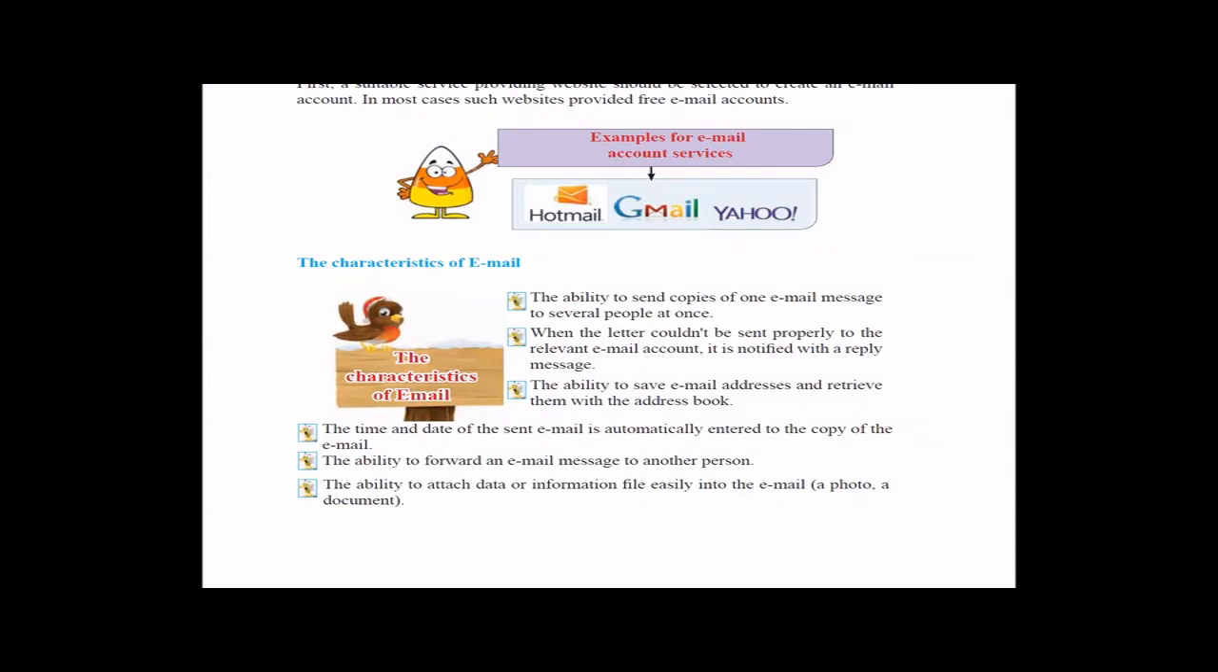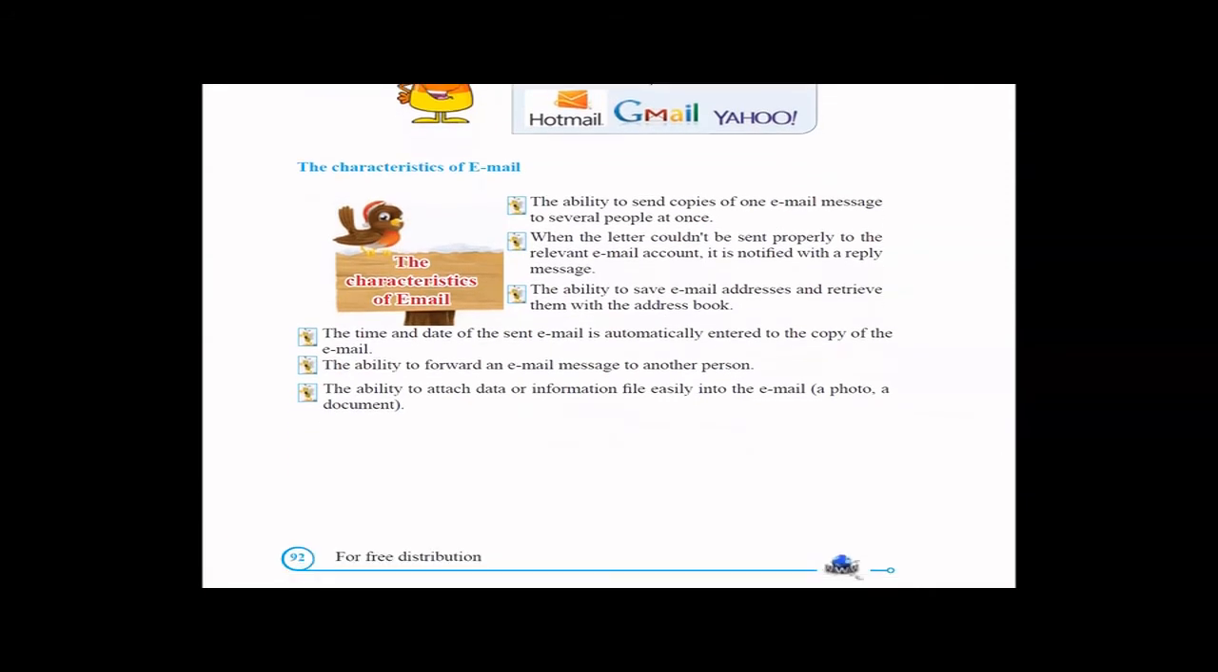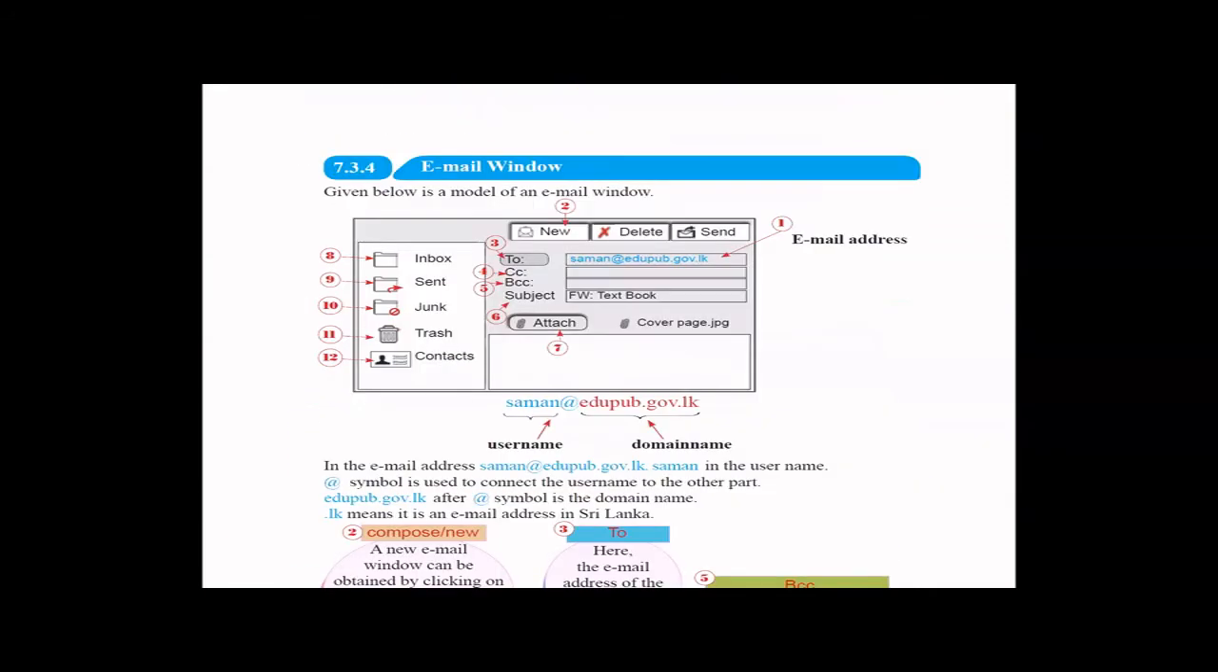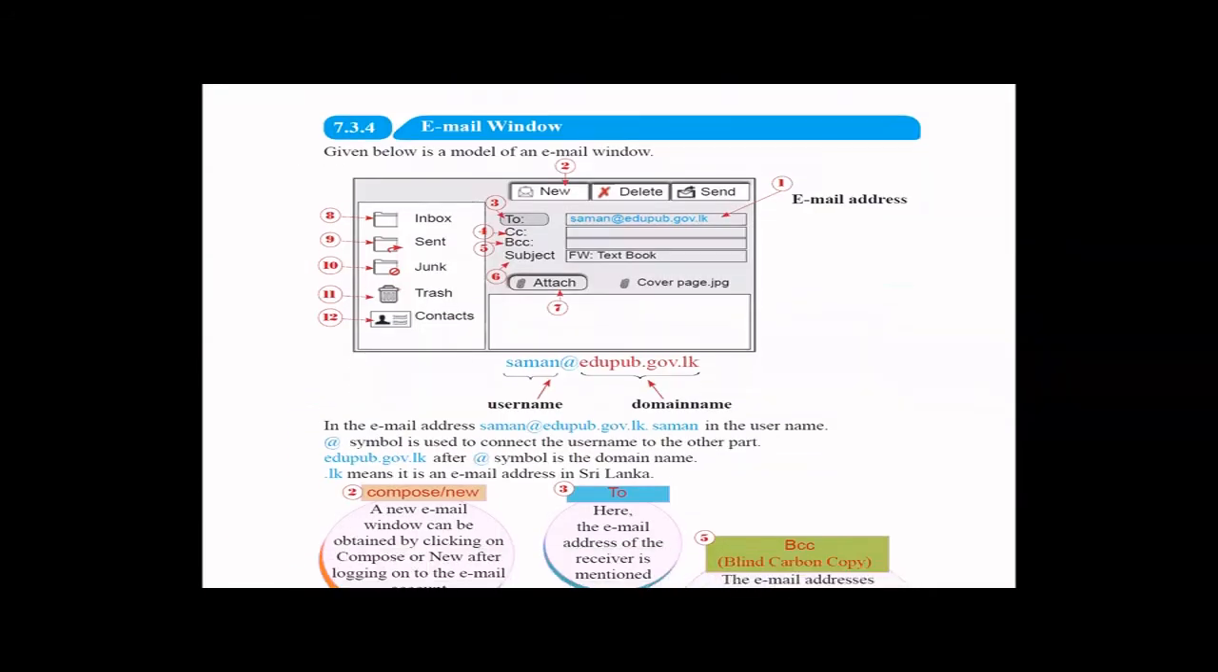So, the ability to forward, I told you, you can forward emails. And you can attach different kinds of data and information very easily to an email. You can even use attachments. So here they have given you a model, the email address. This is the recipient's email address, the person to whom you are going to send this.